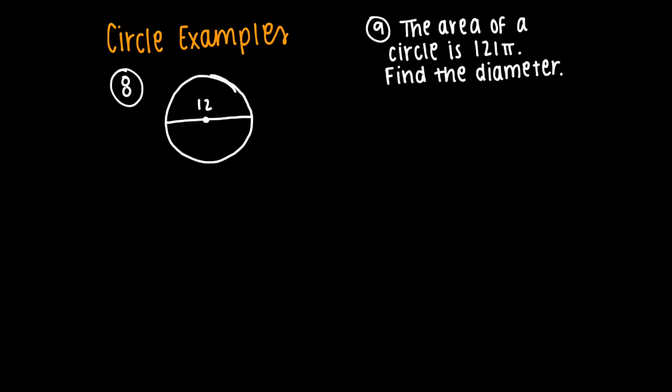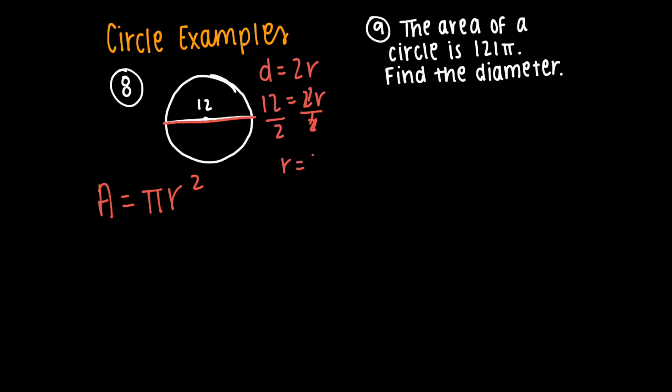Alright, the next section is circles. Remember, circles is area equals pi r squared. So I have to have my radius. When I look at number 8, though, I'm given a line that goes straight through the middle from side to side. That means it is my diameter. And I told you in the video, diameter is 2r. So 12 equals 2r. Divide both sides by 2. And I find out that my radius is 6.